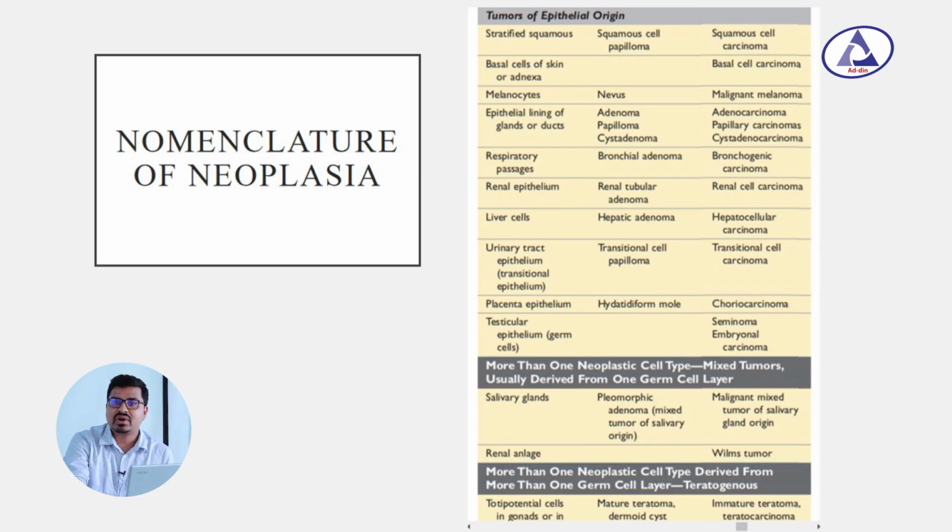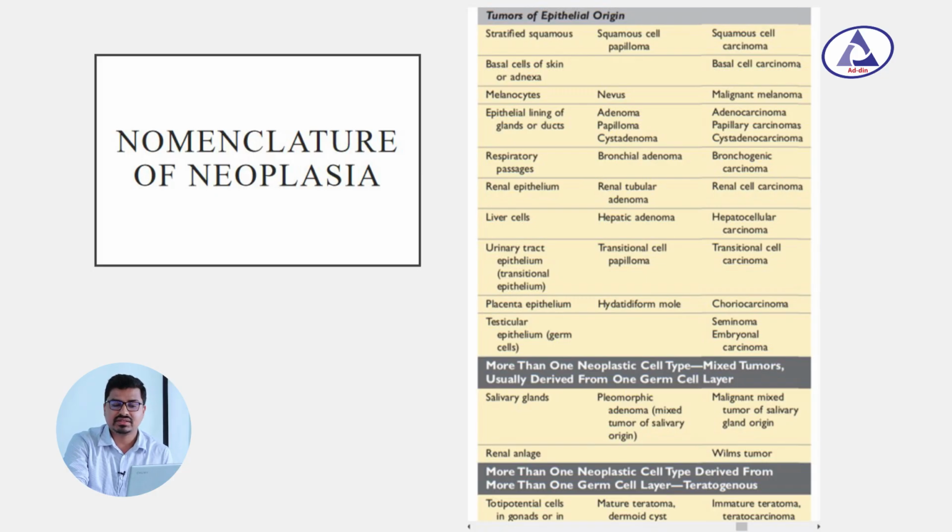adenocarcinoma, papillary carcinoma, cystadenocarcinoma. Respiratory passages: bronchial adenoma and bronchogenic carcinoma. Renal epithelium tumor: renal tubular adenoma, renal cell carcinoma. Liver cells tumor: benign is hepatic adenoma and hepatocellular carcinoma is malignant. Urinary tract tumor: transitional cell papilloma and transitional cell carcinoma.